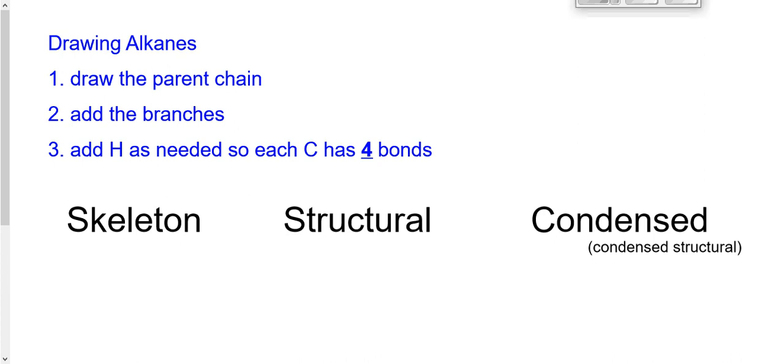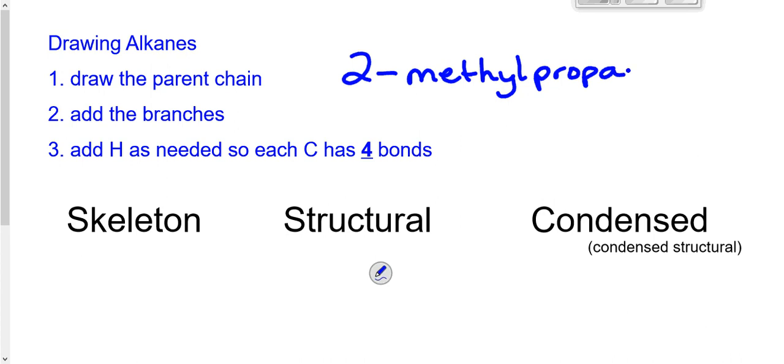How do we go in the other direction, though? If I give you a name, how do you draw it? Suppose I give you a really simple name, like 2-methyl propane. This is a good example for us to follow. How do I go about drawing this structure?